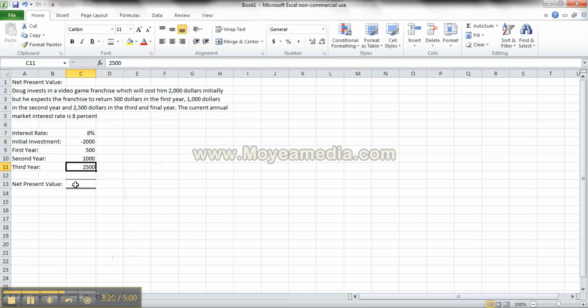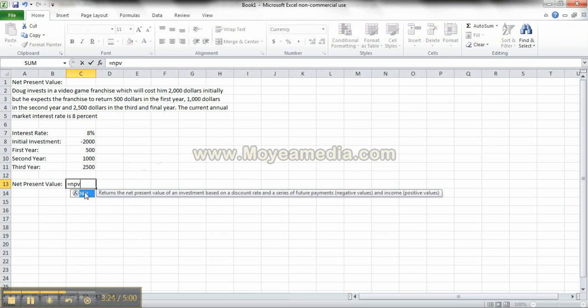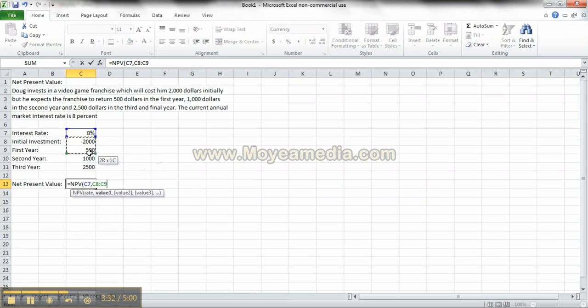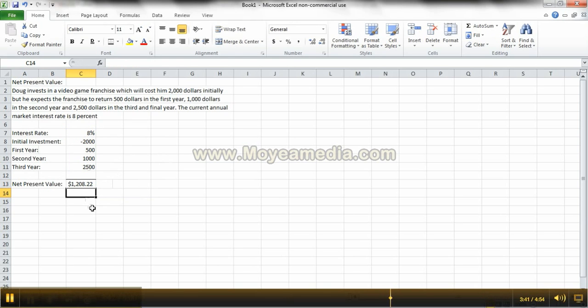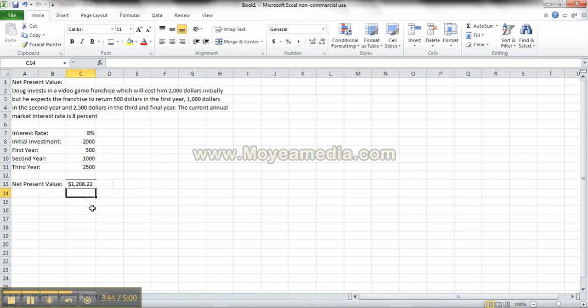So then to find the net present value, you just got to type in equals NPV and then double click and click in the box where the rate is first, comma, and then we'll highlight the value starting with our negative 2,000 down to 2,500, and then close the parentheses, hit enter, and that gives you your net present value. And so since the net present value is positive, this is a good investment and he should do this.